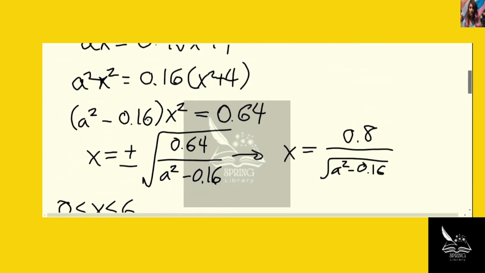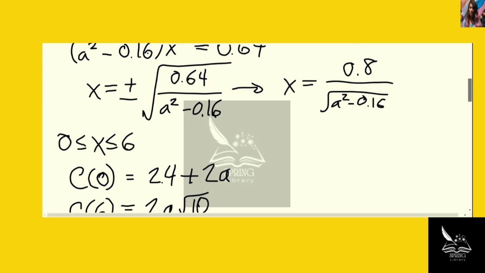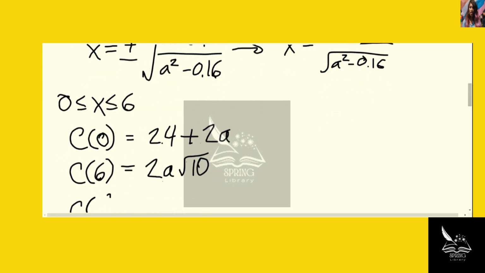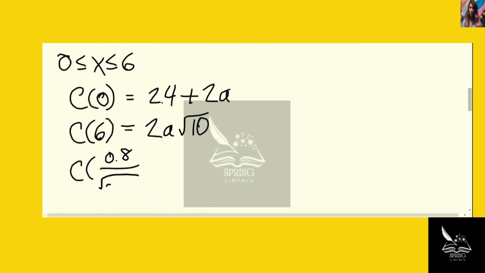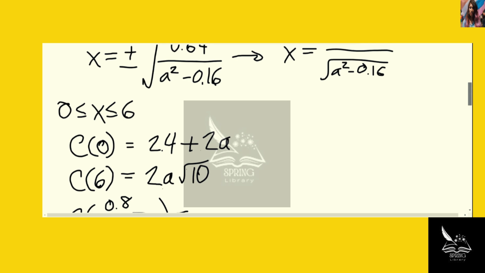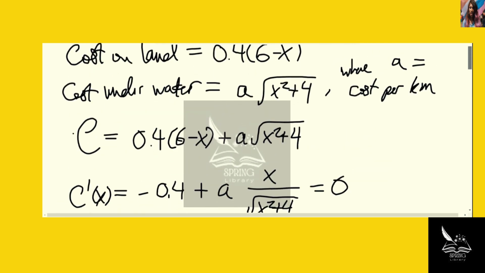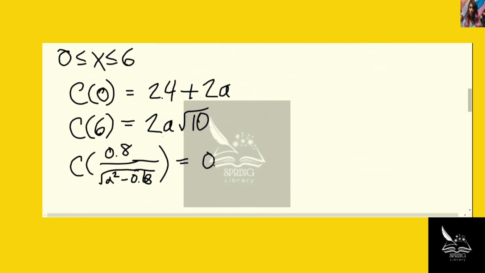plugging in our critical point, if x is equal to 0.8 over the square root of a squared minus 0.16, well, this is equal to 0.4 times 6 minus 0.8 over the square root of a squared minus 0.16.